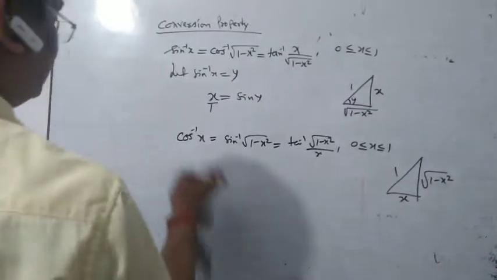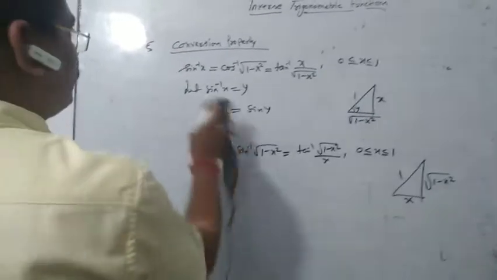Next, this was property number 5. Next one is property number 6.